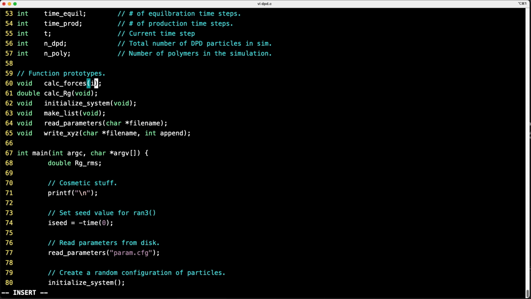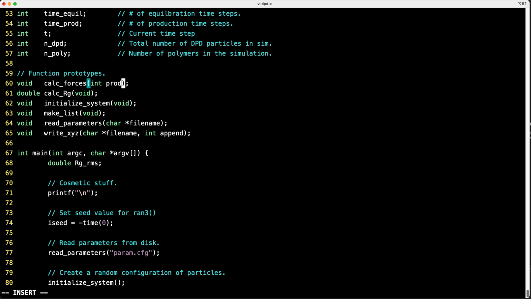And the first is that for the calculate forces function, I want to pass an integer parameter called prod, which is short for production, to signify whether we are equilibrating our system, where all of the particles will interact with the same strength in the conservative force, or whether we are in the production phase where we could have different strengths of interactions.